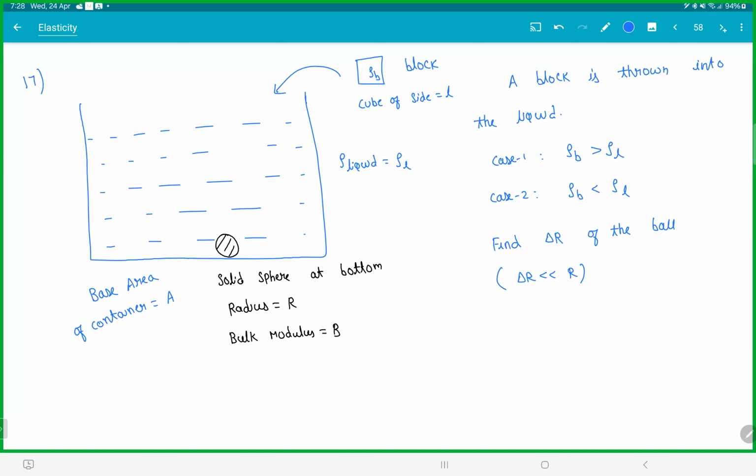What is the catch? Why is the pressure changing? There are different ways of thinking. One thing I'll tell you: when you drop the block, the water level will rise, because of which there is an increase in pressure, P naught plus rho g h. That is one way of thinking, but that will be lengthy.